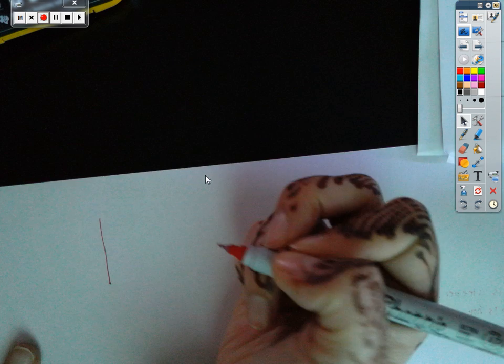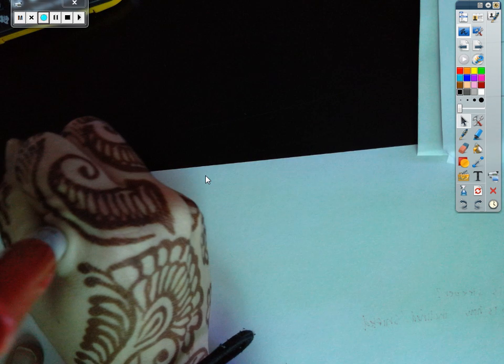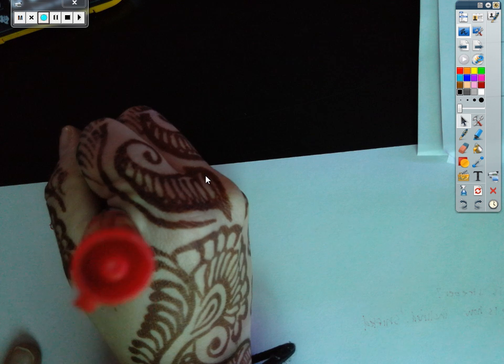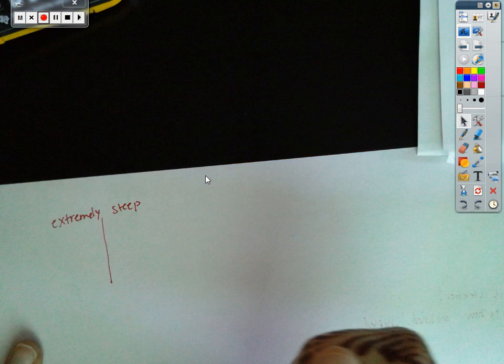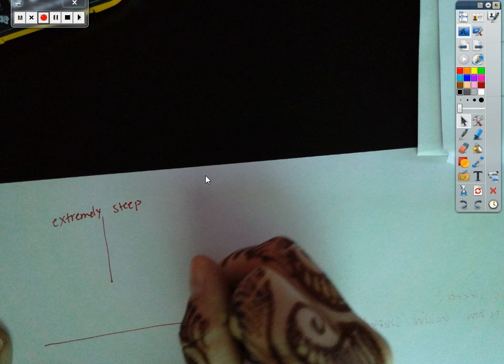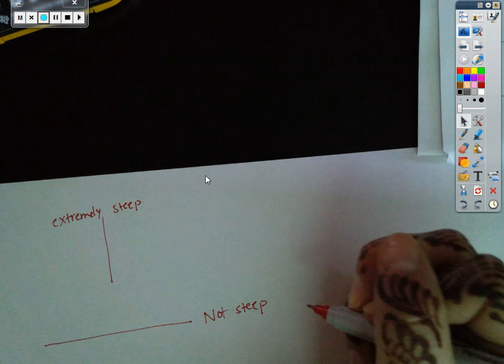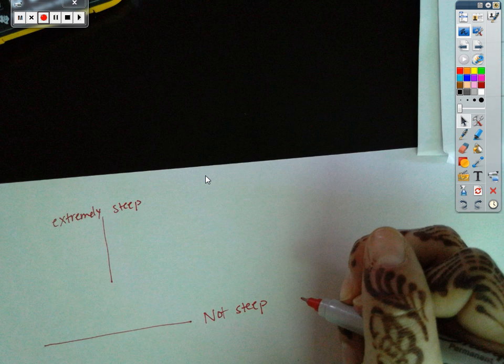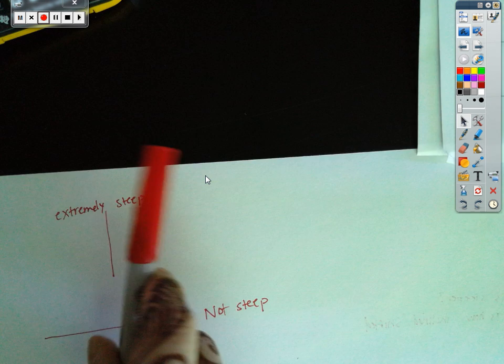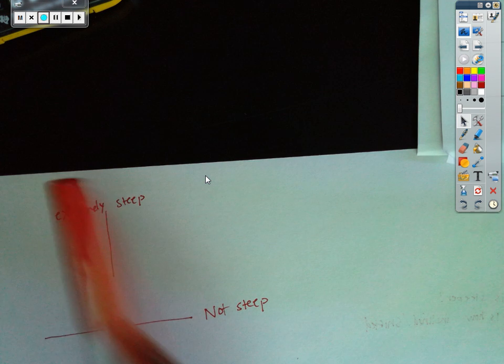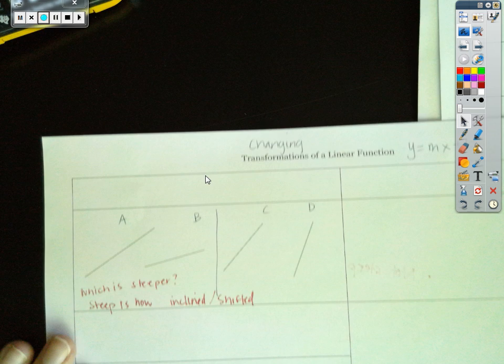So this is extremely the most steep. That's super. This is not steep, like nothing. That is not steep at all. Nothing. Absolutely nothing. Okay? So the more it is going this way, that means the more steep it is. So let's look at A and B. Which one do you think is steeper? Yeah, probably A. Now let's look at C and D.